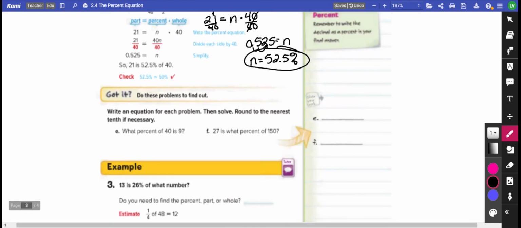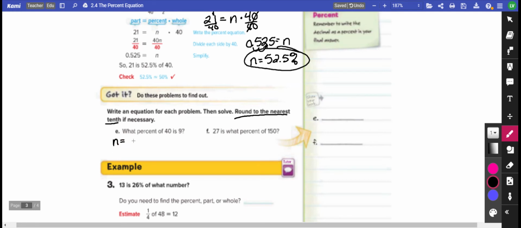So let's see if we understand this. We're going to write an equation for each problem, then solve. We're going to round to the nearest tenth, so I'm going to underline that as a reminder. If it's needed, I'm going to round to the nearest tenth. Letter E says, what percent of 40 is 9?